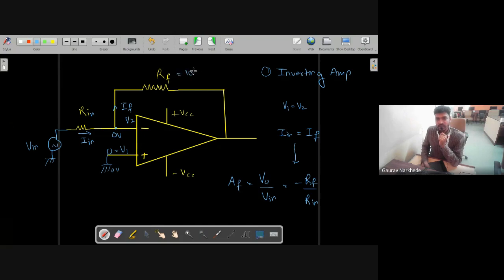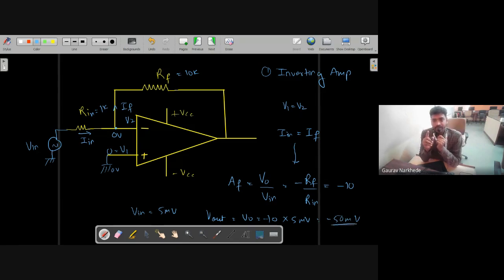Also we have seen that, let us say, RF is equal to 10 kilo ohms and R in is equal to 1 kilo ohms. So this AF will be 10k by 1k, that is minus 10. And if V in is equal to 5 millivolts, then V naught will be minus 10 multiplied by 5 millivolts, that is equal to minus 50 millivolts, right? This we saw in the lecture.